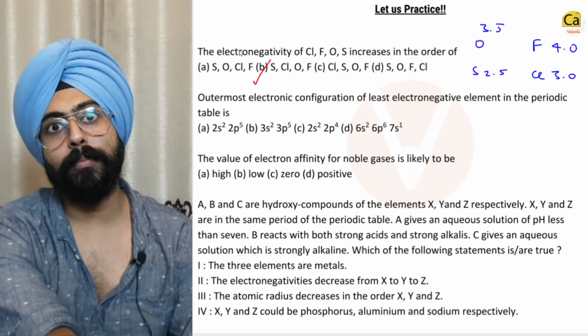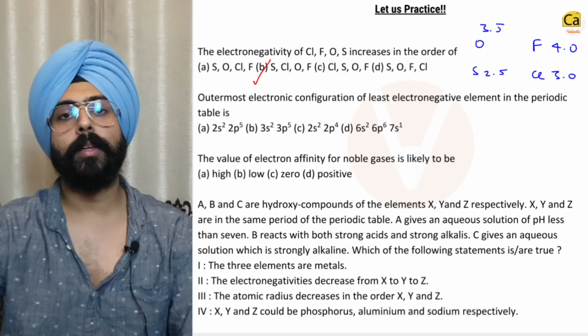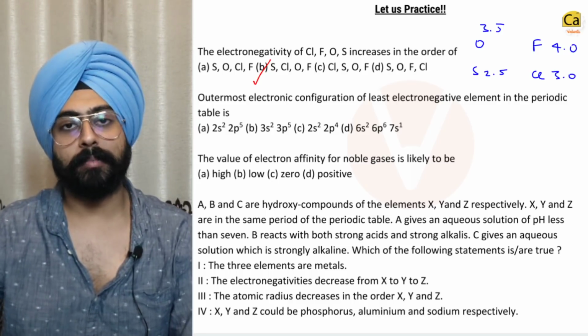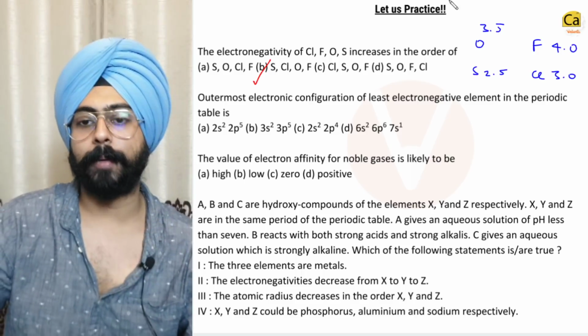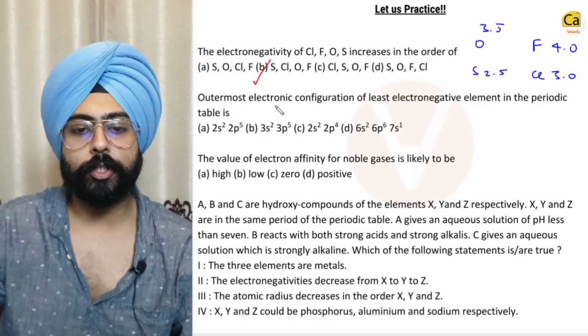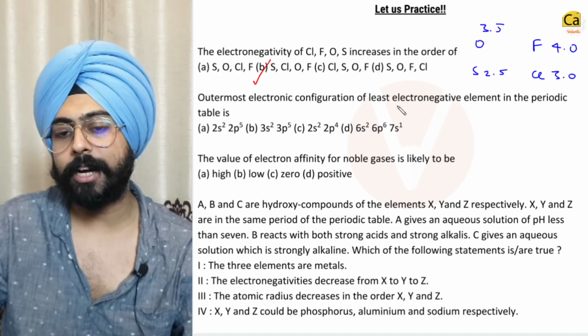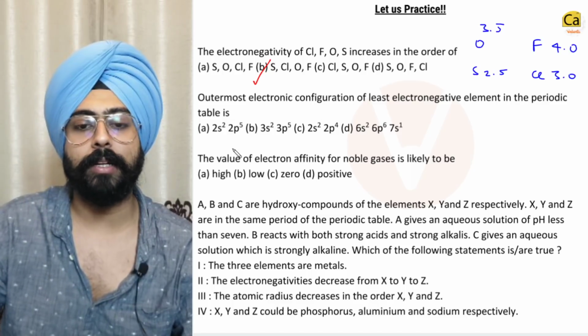So that is why I am saying this again and again and again, so that your brains remember. Cool? Badhiya. Next question. The outermost electronic configuration of the least electronegative element in the periodic table is.